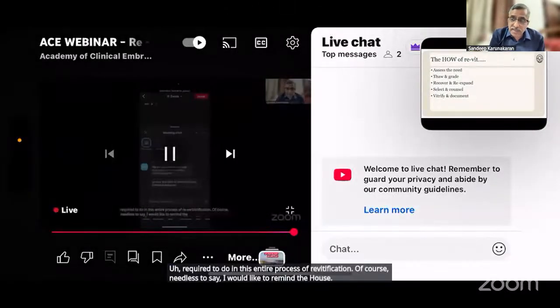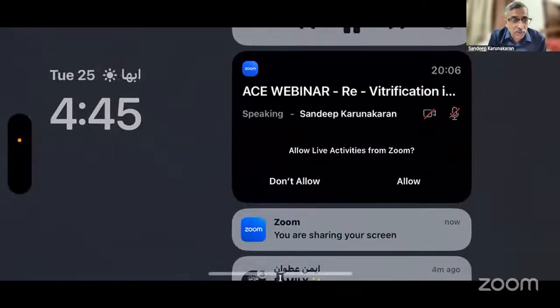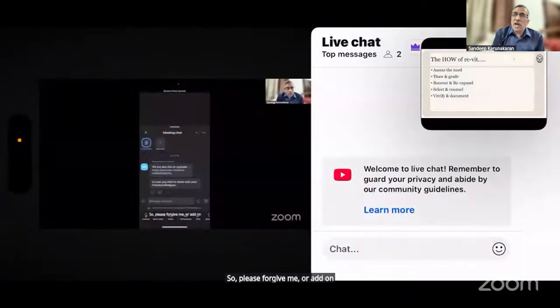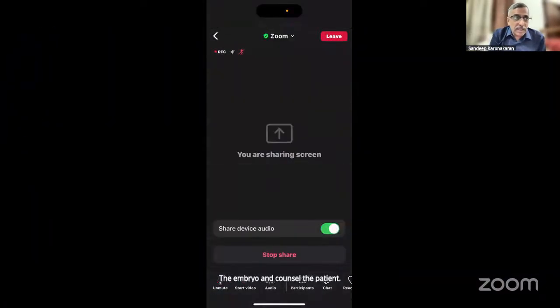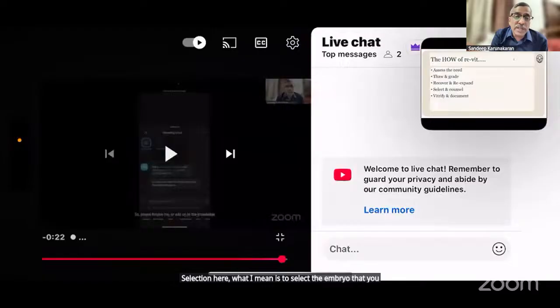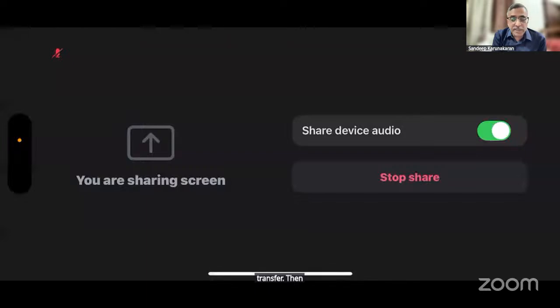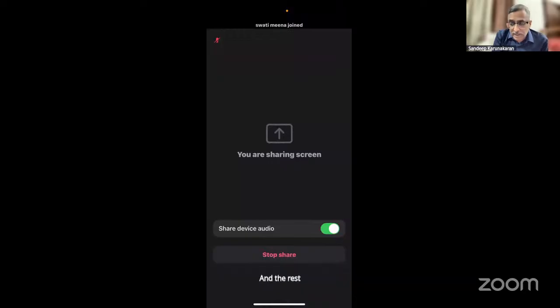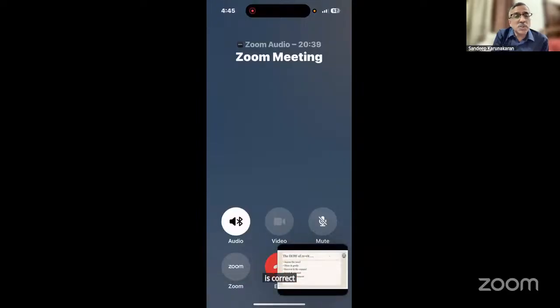Second step is going to thaw the embryo and grade it. Let the embryo recover. Let it re-expand. Then, if you have a cohort of embryos, select the embryo and counsel the patient. Selection here, what I mean is to select the embryo that you really want to revitrify, not select the embryo that you want to transfer. Then vitrify and then document it accordingly. I'll be talking about all these steps in a bit of detail, and the rest is left to the intelligence of the house to accept what is correct or what is most suitable for them.